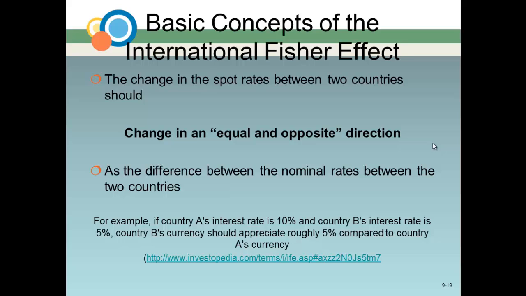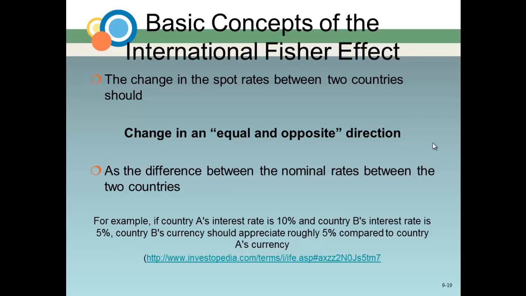The change in the spot rates between the two countries should change in an equal and opposite direction as the difference between the nominal rates between the two countries. So let's look at the example. This was copied from Investopedia, at the bottom: if country A's interest rate is 10%, and country B's interest rate is 5%, country B's currency should appreciate roughly 5% compared to country A's currency.